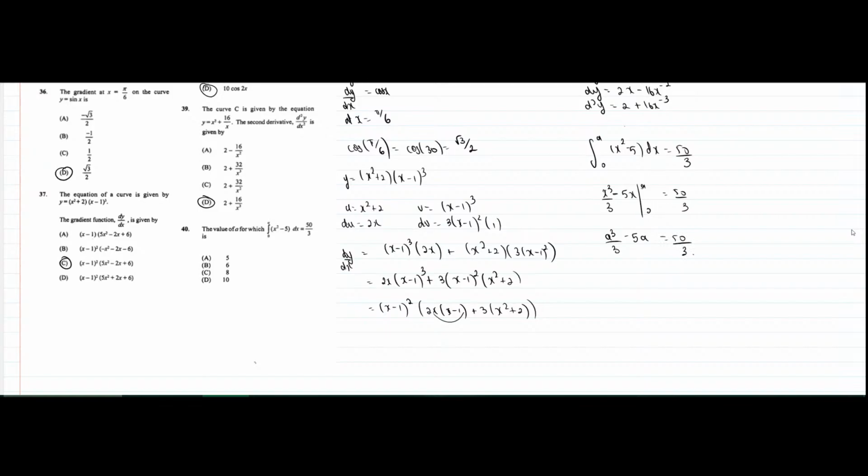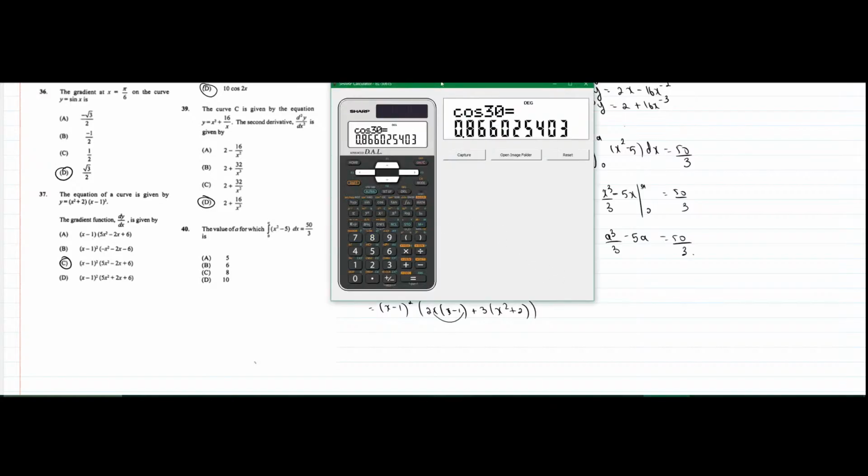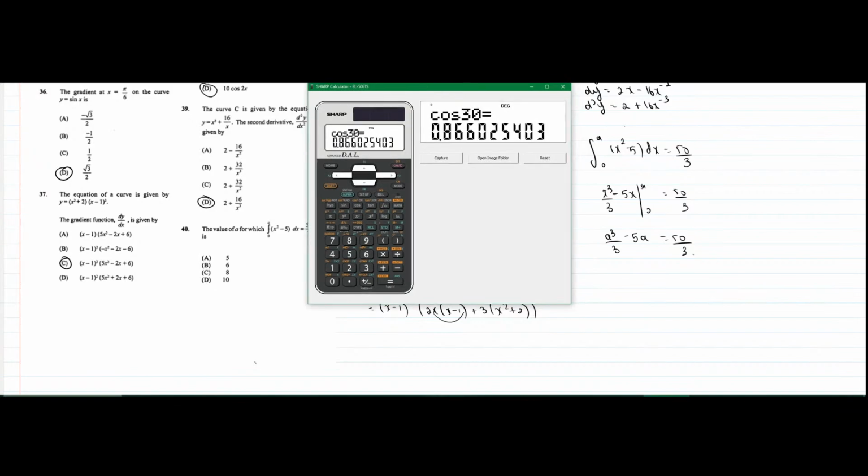Just go to another polynomial, but what you could do is double check it now. Check and see which one will get the answer. When A is 5, I check my answer. I'll get 5 cubed over 3 take away 5 into 5, which is 50 over 3. So the answer is A.